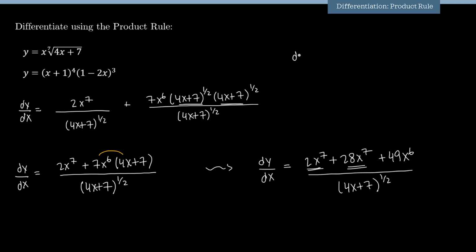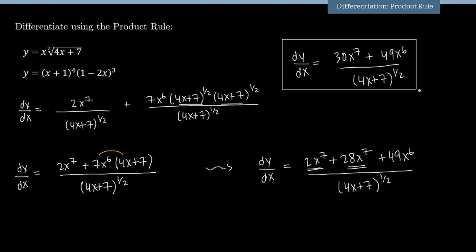So my final answer is dy upon dx is equal to 30x to the 7 plus 49x to the 6 divided by 4x plus 7 whole power 1 upon 2. And since I cannot simplify this any further, this is my final answer. This is the derivative of the first function.